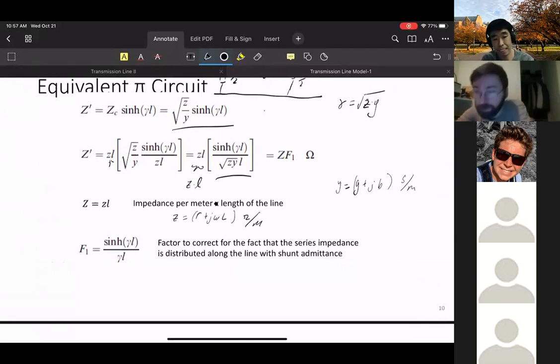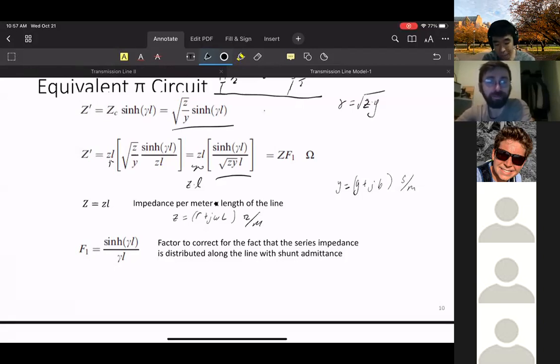So not much more we can say at this point without solving the differential equation. You won't be asked to solve this equation on the homework or on the final. But you will be asked to compute something like Z prime. And it's your job to find this equation and use this equation.